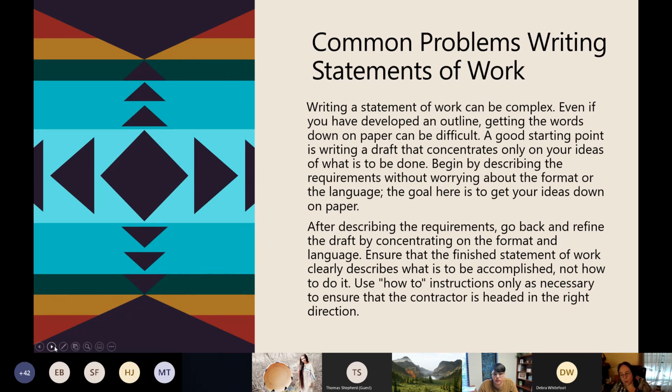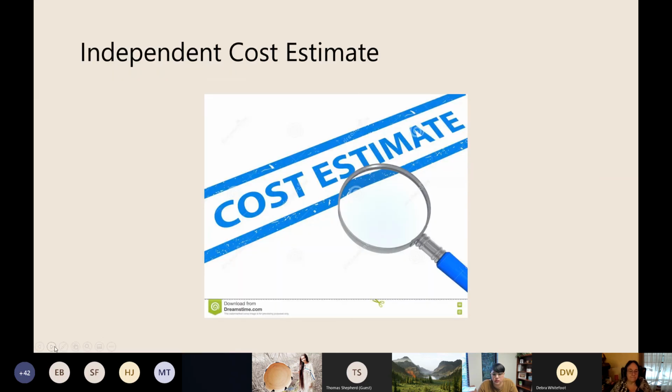After describing your requirements, go back and refine the draft by concentrating on the format and the language. Ensure that the finished statement of work clearly describes what has to be accomplished, not how to do it. Use how-to instructions only as necessary to ensure that the contractor is basically headed in the correct direction.